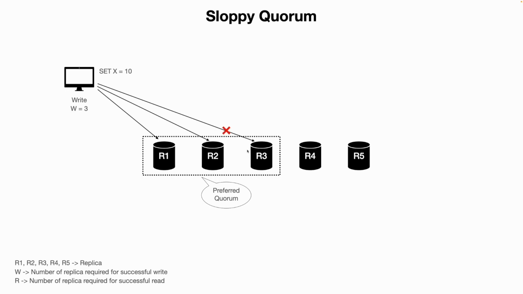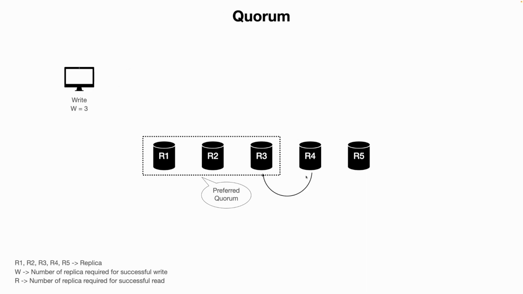Then we have two ways. One, we can fail the write request, or we can write to another available database, that is R4. R4 is not part of the preferred quorum, but temporarily we write on the R4 database. After some time R4 transfers the value of x to R3, because we need to bring R3's data up to date. That concept is called hinted handoff, where we return the temporary data to R3.